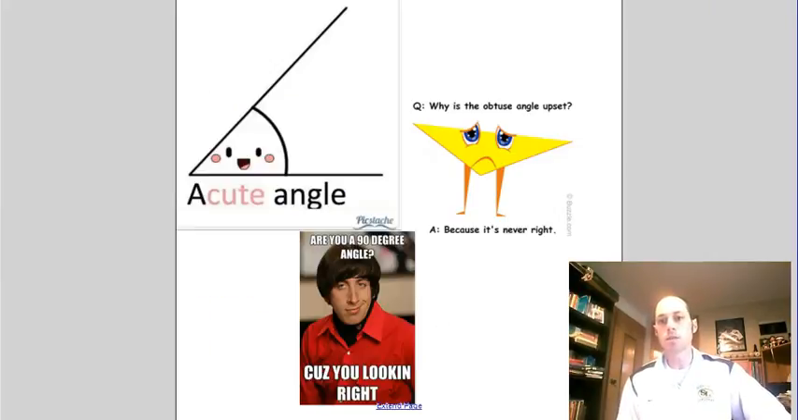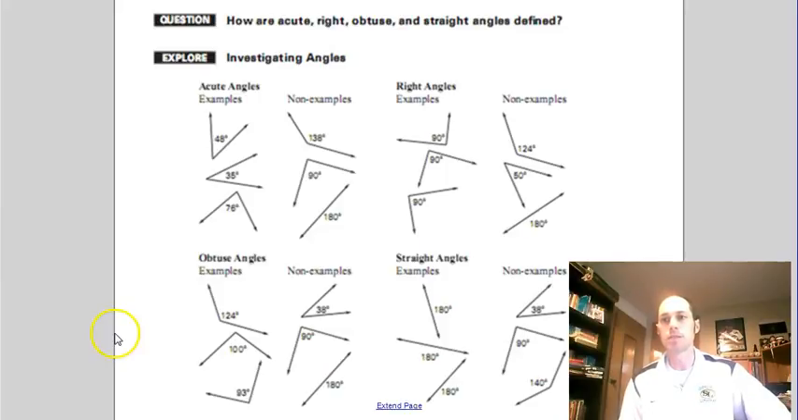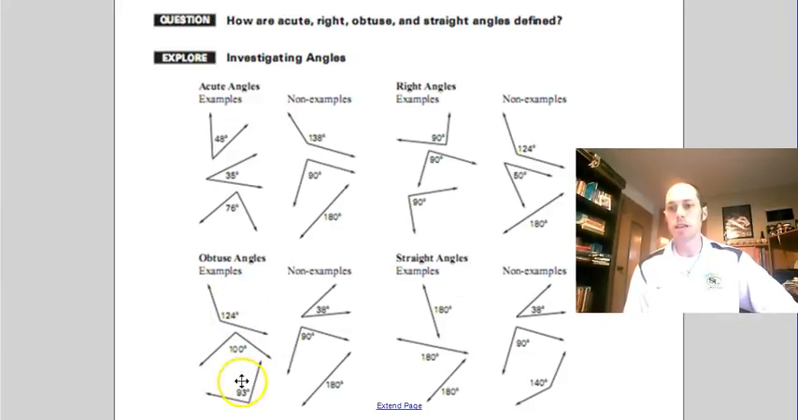Let's talk about the different types of angles. We've got acute angles, obtuse angles, and right angles. Now, how do we classify those? Let's take a look. Here are acute angles, and these are not acute angles. Right angles, not right angles. Here are obtuse angles, and these are not obtuse. And then these are straight angles, and these are not straight angles. Just take a moment to brainstorm and come up with a definition for those 4 types of angles. Pause it if you need to. We'll come up with a definitive definition in just a moment.